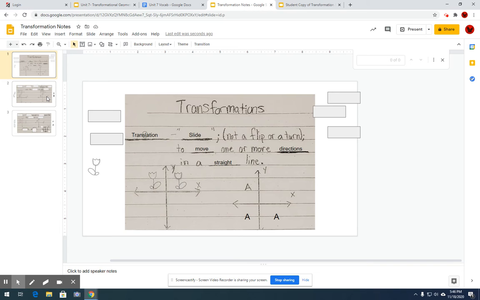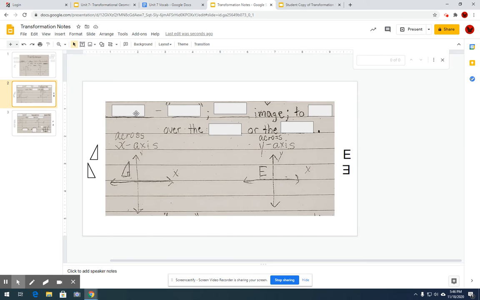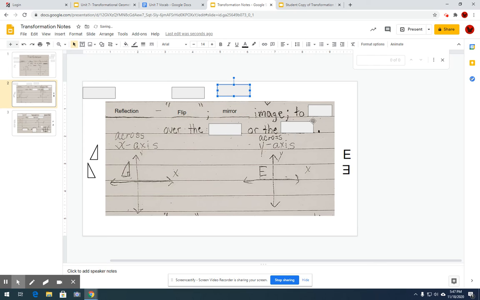Moving on to transformation number two. Transformation number two is one that you should be much more familiar with. Many of you see it every day. It is a reflection. Okay, a reflection is a flip. Okay, again, the FL, and then flip here. It is a mirror image, and it means to reflect over the x-axis or the y-axis.